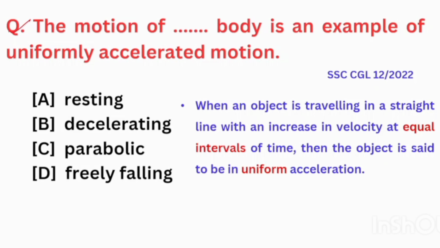The motion of a dash body is an example of a uniformly accelerated motion. Options are resting, decelerating, parabolic, and freely falling. So the correct answer is freely falling. The motion of a freely falling body is an example of a uniformly accelerated motion. So let's understand what a uniformly accelerated motion is. When an object is traveling in a straight line with an increase in velocity at equal intervals of time, then the object is said to be in uniform acceleration. Understood? Let's see the next question.